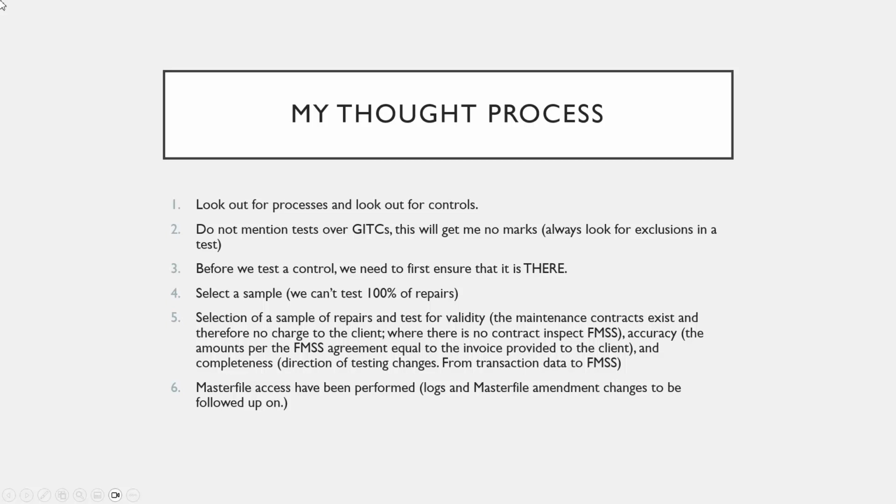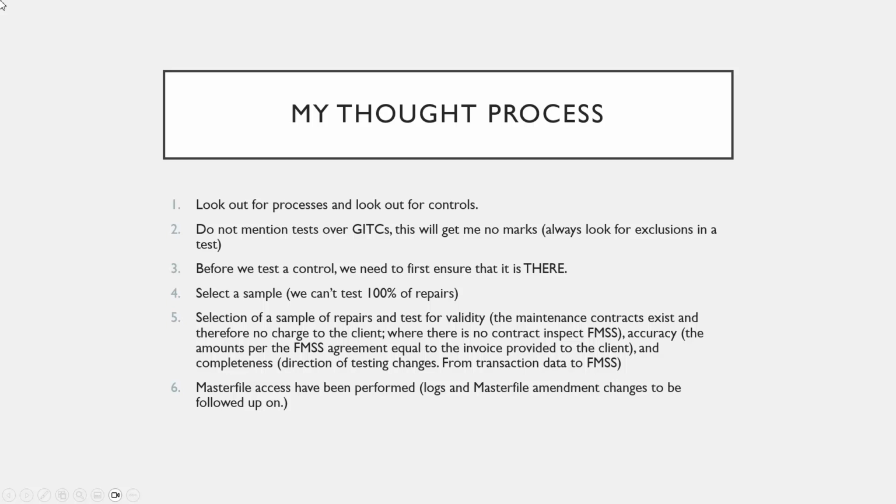Without the logging of the service, what happens? I don't think that control would be operating effectively, because some services might not be recorded. So we need to ensure that this control takes place and that there's a replacement individual. Point 5, selection of a sample of repairs for validity. The maintenance contracts are in place and therefore no charge to the client has to happen.